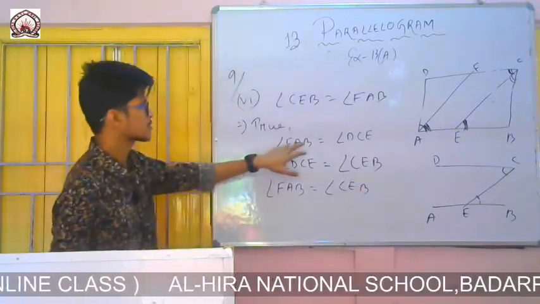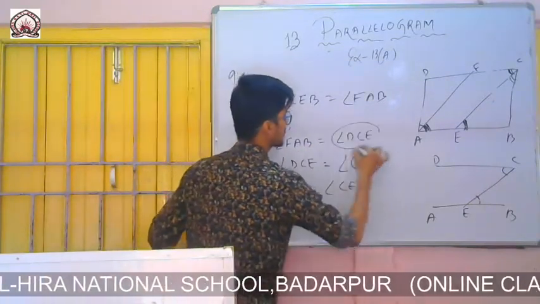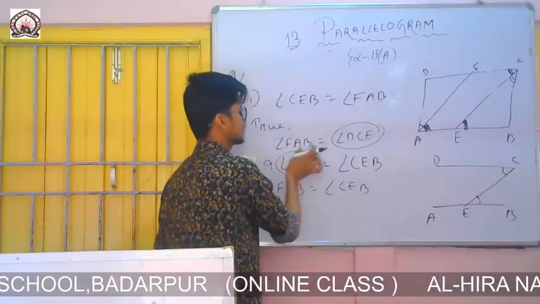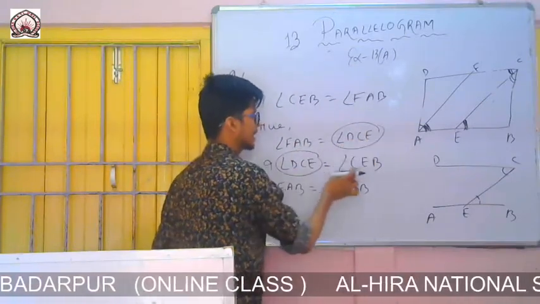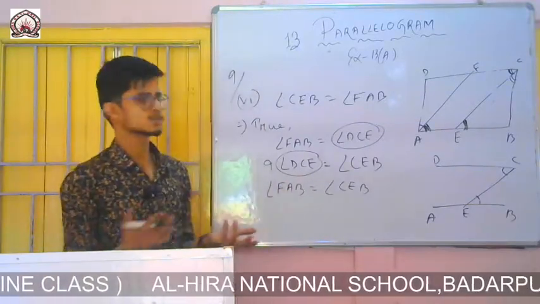Hope you understood this one. This one is equal to DCE. DCE is written here also and there also. This one is equal to this one. That means if this one is equal to 50 degrees and again this angle is also equal to 50 degrees, then directly we can say that these two angles are equal.